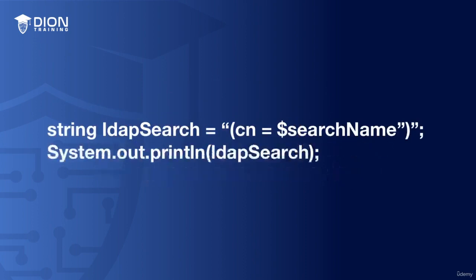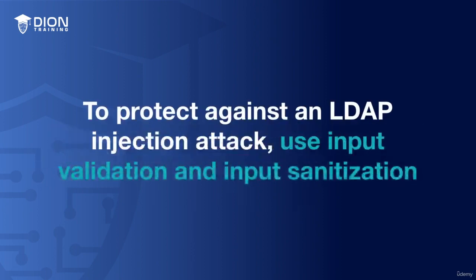For example, if the backend code for the server used the following code, string ldapSearch equals cn equals searchName, System.out.println(ldapSearch), this could actually allow an attacker to simply enter a wildcard character of star into the username field, and that would then be inserted as the search parameter and display all of your users on the system to your screen. To protect yourself against an LDAP injection attack, you should always use input validation and input sanitization, just like we do to protect ourselves from an SQL injection or an XML injection.